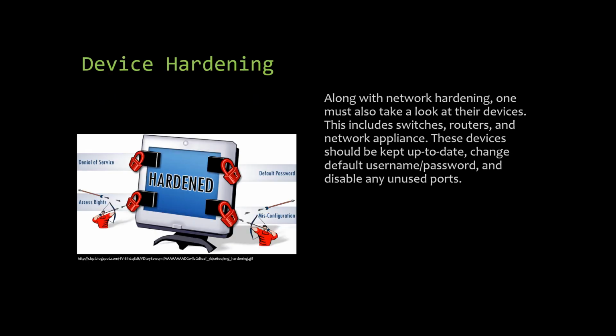Device hardening is also an important aspect of network security. Proper network hardening needs to include this, and this will apply to switches, routers, and network appliances. One would want to start with changing the default username and password on devices. Make sure that those devices are staying up to date, and use secure protocols, which is something we will discuss later, along with disabling any unused ports.